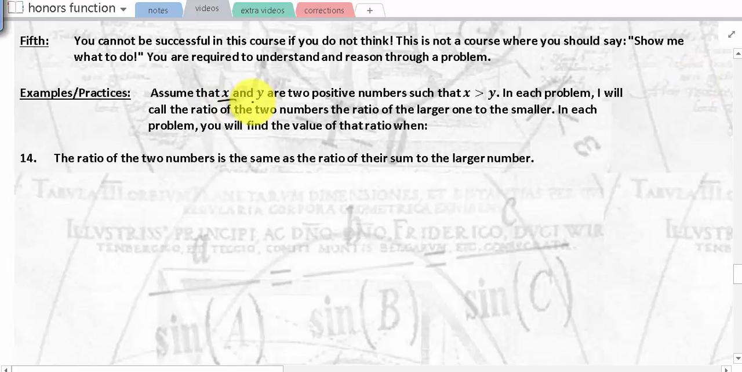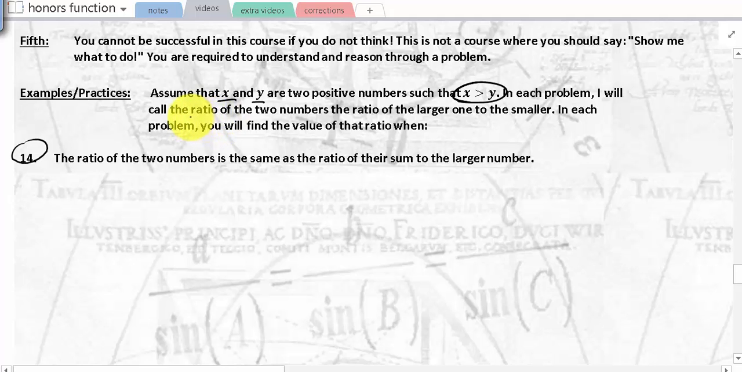Assume that x and y are two positive numbers such that x is above y. In each problem, I will call the ratio of the two numbers the ratio of the larger one to the smaller one. Okay, what did I just read right here? In each problem, so I'm referring to these problems here, 14, I don't know how many there are, right? I will call the ratio of the two numbers.